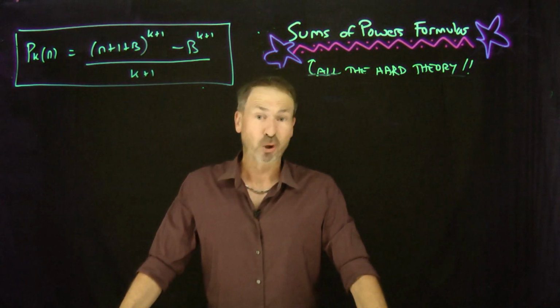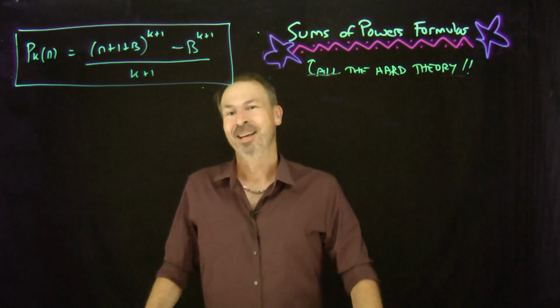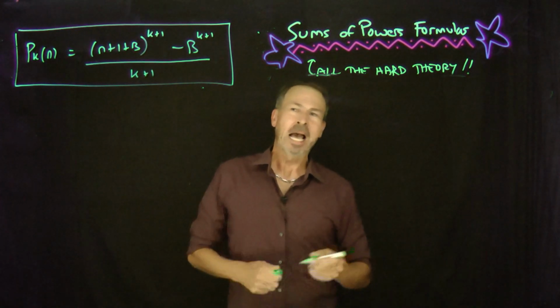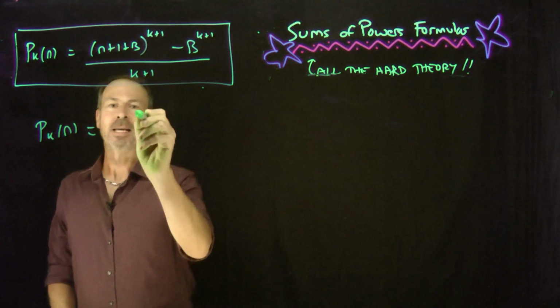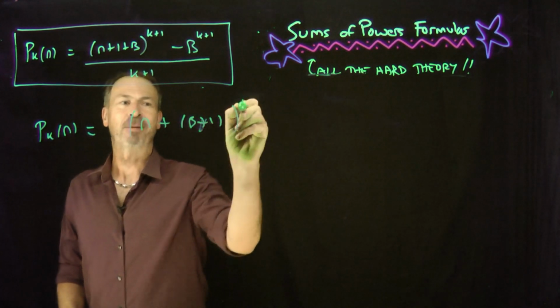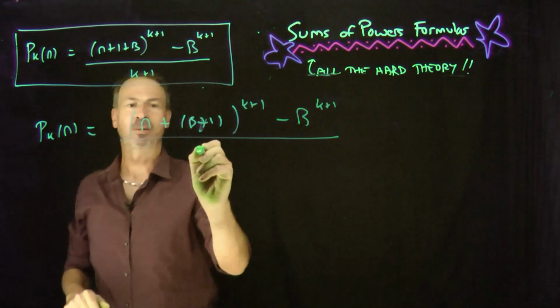Okay, suppose for some jolly reason you do actually want to work out those Bernoulli numbers. Just have fun, go for it. In fact, here's a lovely way to go about it. Let's use this formula, but let's tweak our thinking about how we interpret it. Think of this as p_k(n) is (n plus a number, B plus 1) raised to the k plus 1th power, take away that B to the k plus 1, all over k plus 1.